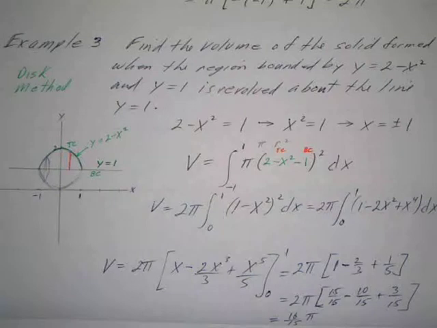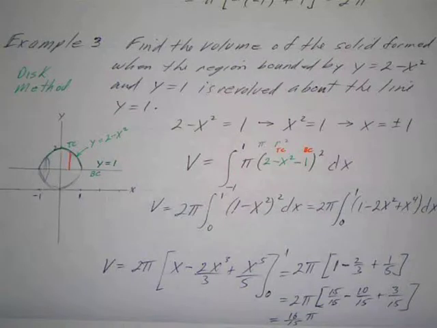Okay, some more notes for section 7.3. And this is example 3. Find the volume of the solid formed when the region bounded by y equals 2 minus x squared and y equals 1 is revolved about the line y equals 1.